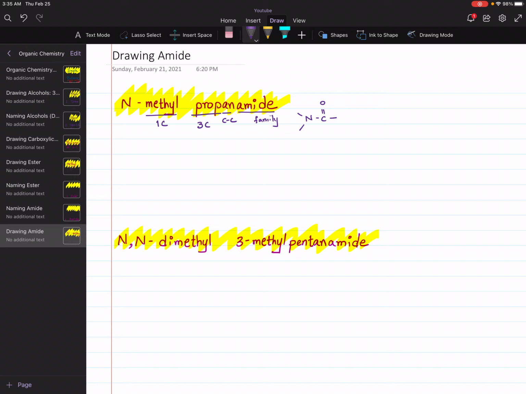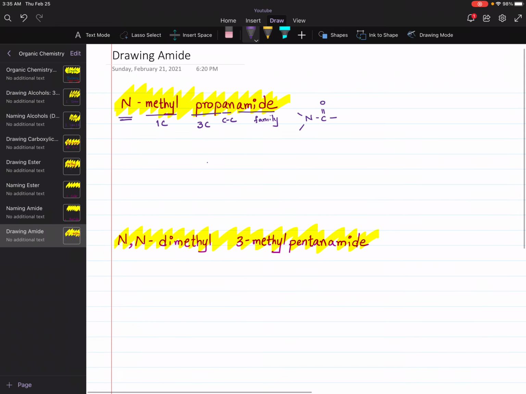And where is this 1 carbon? If you see in the front, it says N. It does not have a number. Since it does not have a number, that means this methyl is not attached to the main chain, because the main chain carbons have numbers on them. This methyl is attached to the nitrogen, and that's why we have the N as the position or location of the methyl group.